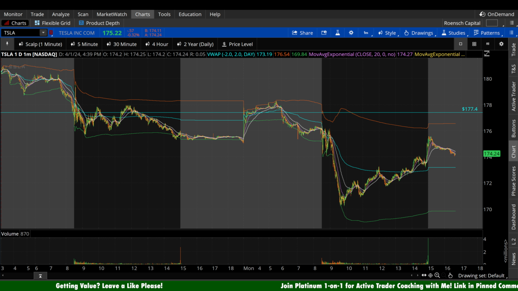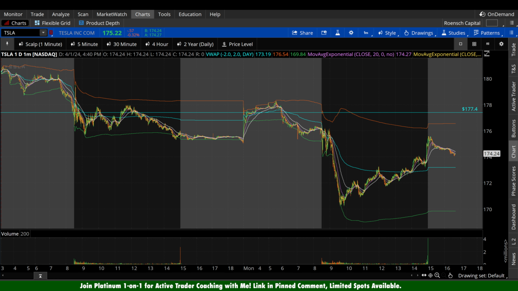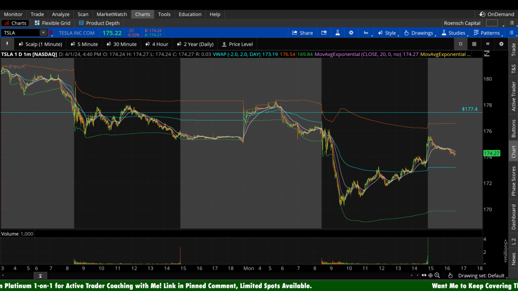Today we're taking a look at Tesla stock, ticker symbol TSLA, on a variety of time frames in anticipation of the next trading day, Tuesday, April 2nd. Alright guys, Tesla stock here today down 57 cents per share. That's minus 0.32% in regular trading hours. It is down about $1 in the after hours.